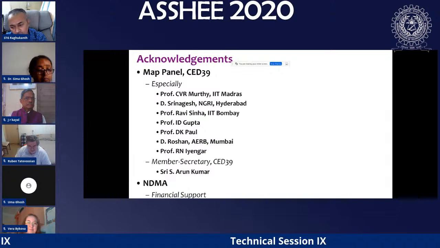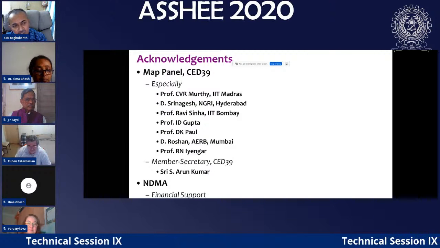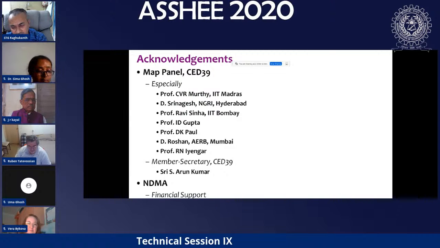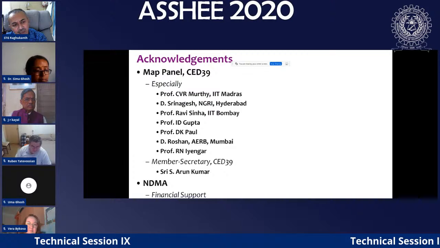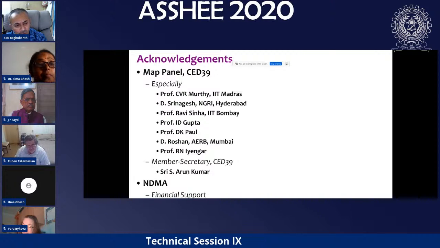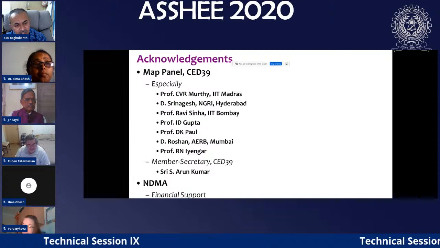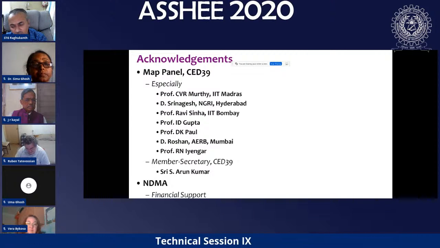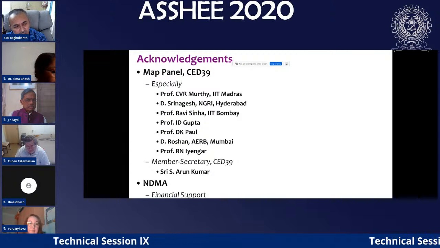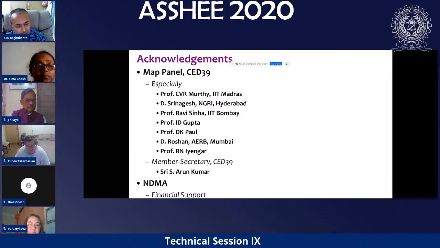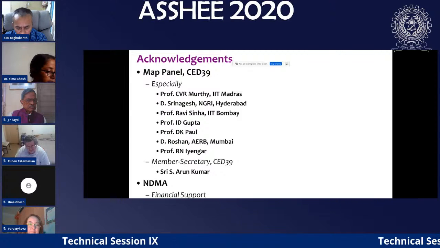So I will just close with acknowledgements. As I already mentioned, this is a committee; although I have done the work, all the inputs have come from these people like CVR, who is the chairman of CED 39, the criteria for earthquake resistant design. Then we have NGRI, Dr. Srinagesh and others also from NGRI. Then Ravi Sinha from Bombay. Then ID Gupta, an independent researcher who does a lot of work in hazard analysis. Then DK Paul, who is the chairman of the MAPS subcommittee. Then we have the Atomic Energy Regulatory Board, Roshan, and then Professor Iyengar, who is my own supervisor, and then the member secretary is there. And of course, NDMA has given our financial support.